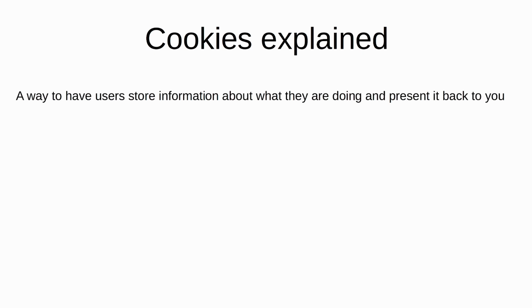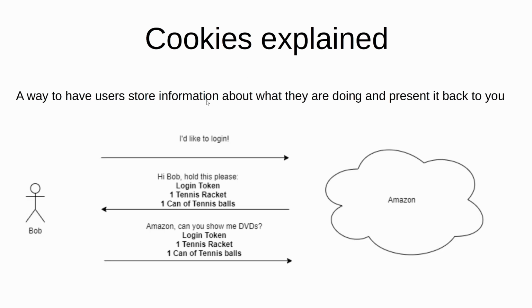So cookies explained. They're a way to have users store information about what they're doing and present it back to the website. So as an example, we have a user Bob on the left here, and he sends a request to Amazon saying, I'd like to log in. And let's pretend he put his login information as well. And Amazon responds and says, hi Bob, hold this please. And they give him a login token, and then they give him contents of his shopping cart. So one tennis racket, one can of tennis balls. And Bob holds those and he sees those in his browser.